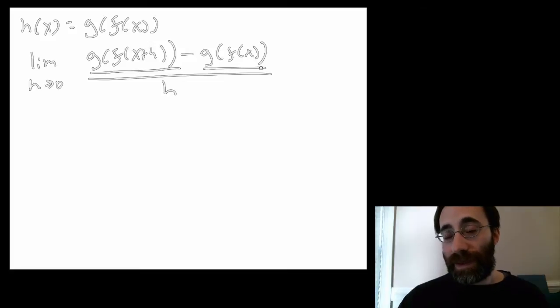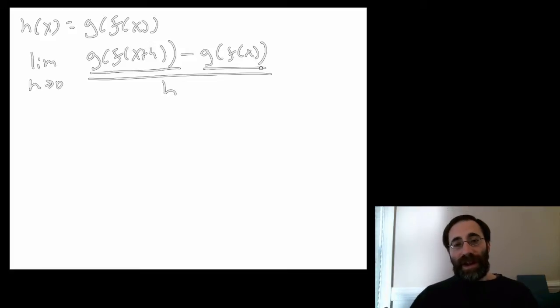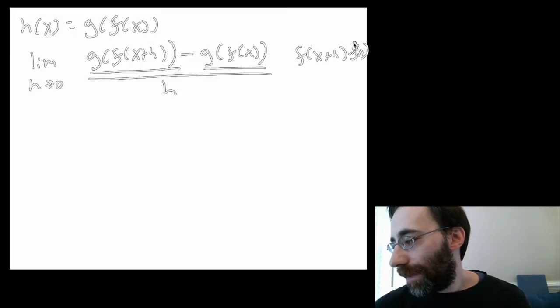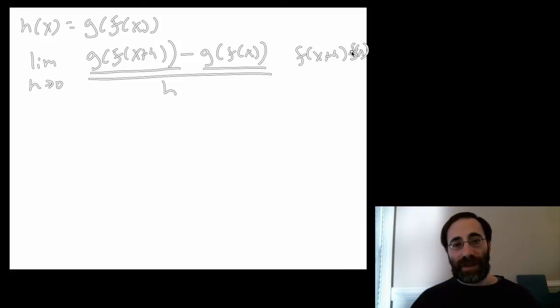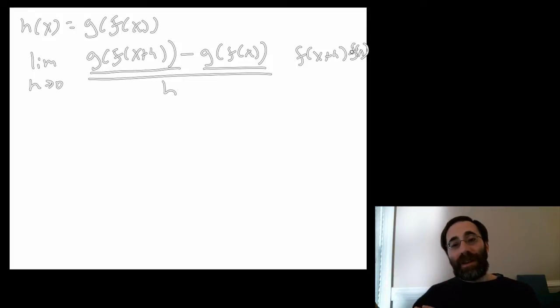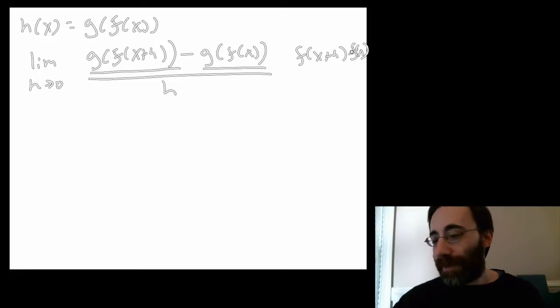Well, what we can do with this is multiply and divide by the same thing, this over here. F of x plus h minus f of x. Now here's where the hand-waving part comes in. You can't multiply and divide by f of x plus h minus f of x if that thing is 0. Right? It's not kosher to multiply and divide by 0 over 0. You can't do that. However, let's hand wave past that and just do it anyway, because it helps our intuition behind the chain rule.